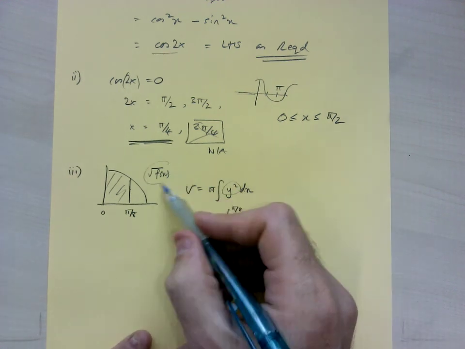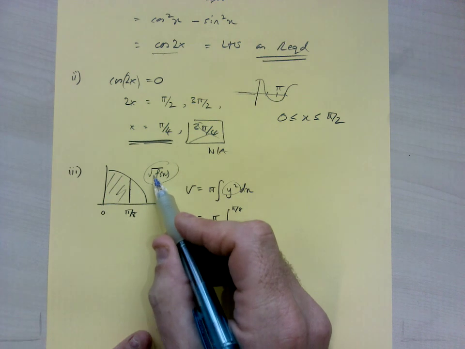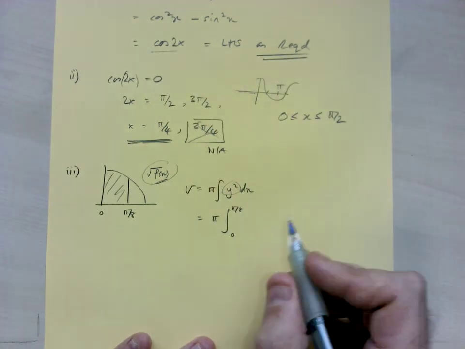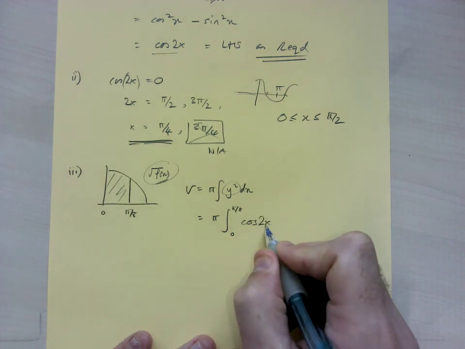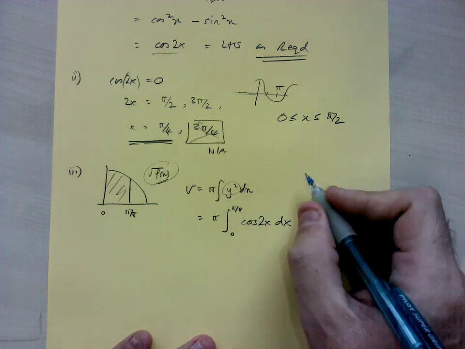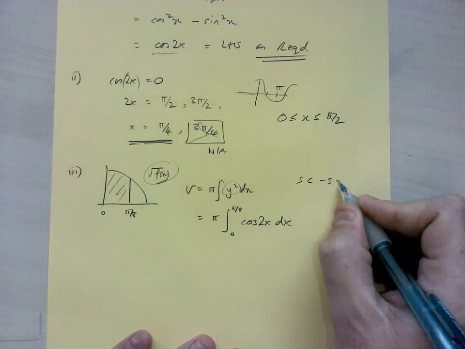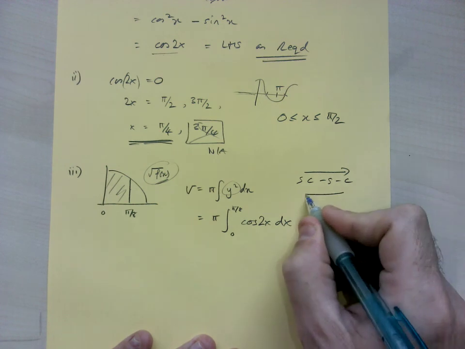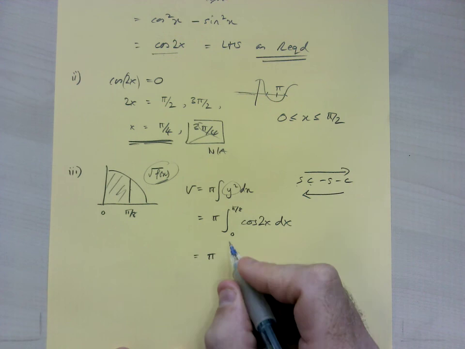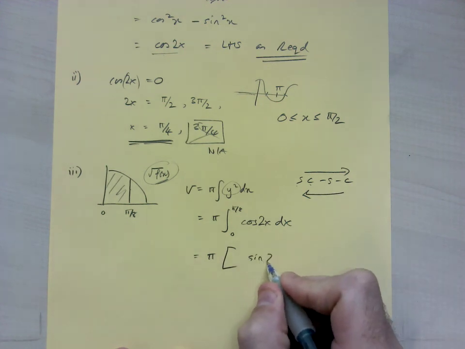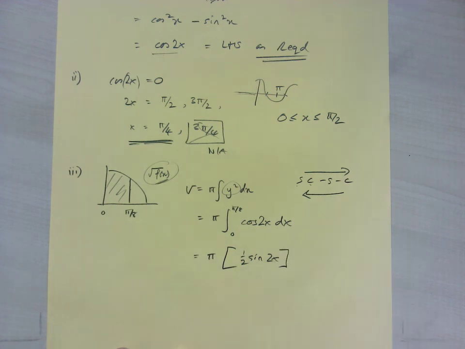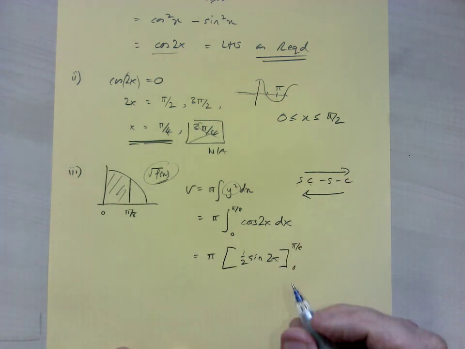Y squared, so I need that squared. Well, conveniently, the question's got it square rooted, so it's going to be just f of x, which I know is cos 2x. So the question becomes this. I've got to integrate cos 2x. I always remember sine, cos, minus sine, minus cos. To differentiate, I go that way. To integrate, I go this way. So cos integrates to sine. So pi, square brackets, sine 2x, but also the 2 means that I need a factor of a half there. Pi on 8 and 0.